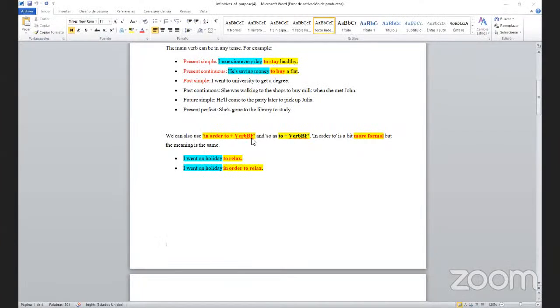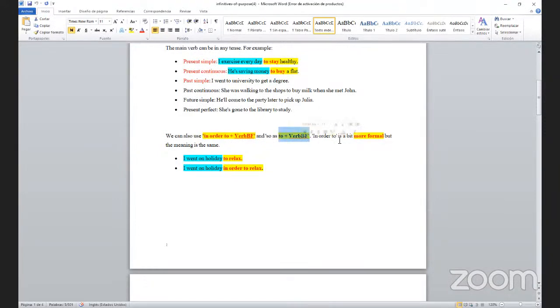Okay, as I was telling you, let's continue. We use in order to plus the verb in base form, okay? But this is a really formal way. This is not the same as to and the verb in base form. So this is really formal, this is informal, okay?